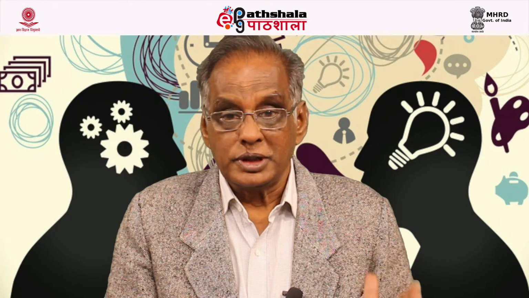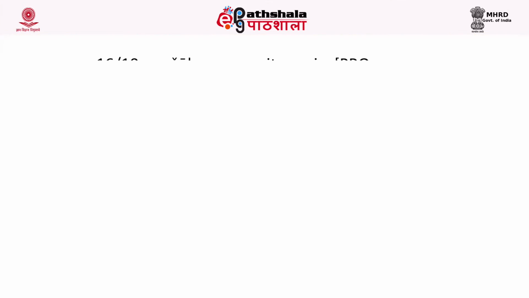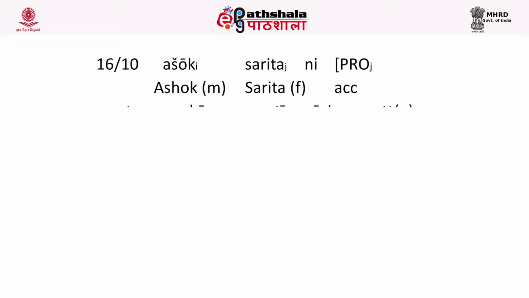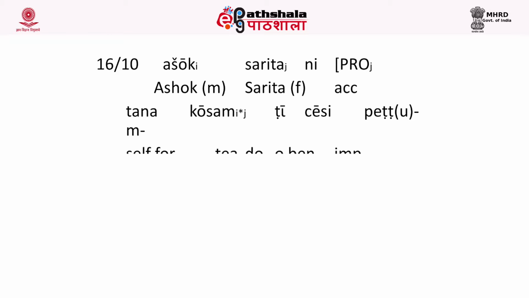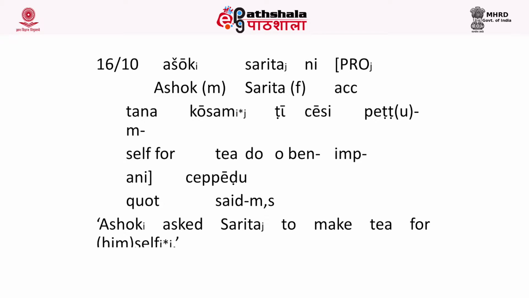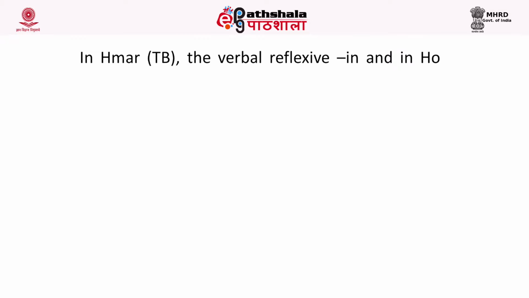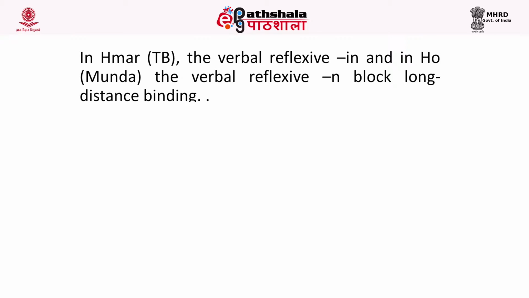When the other benefactive pet occurs with the embedded verb, the anaphor tanakosam unambiguously refers to the matrix subject Ashok alone, as in sentence number 16.10. Ashok Saritani tana kosam tea chesi pettamani adigadu. The moment you have pet with the verb to do, chesu, in the embedded clause, tana kosam, which earlier referred to Ashok in a sentence without pet, now refers only to Ashok and not to Sarita. That means the occurrence of the other benefactive makes long distance binding of tanakosam, self for, in Telugu with the matrix subject. Okay.